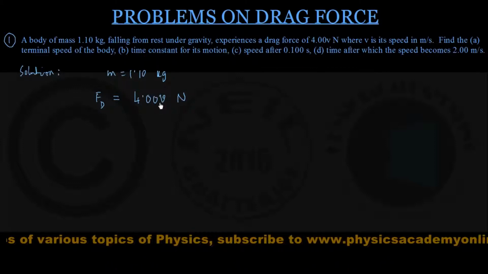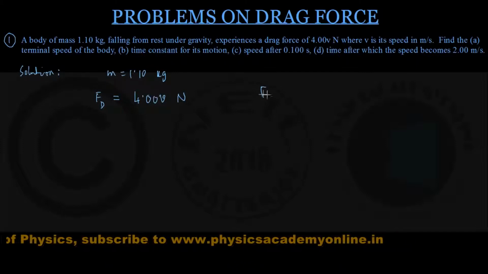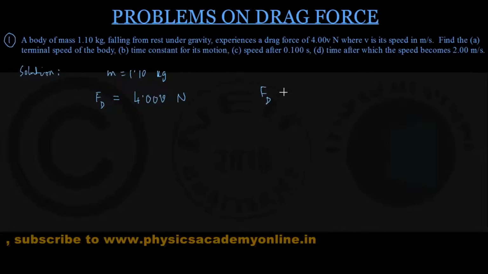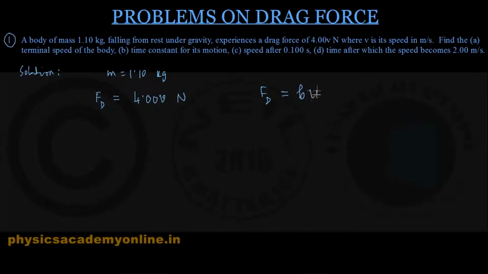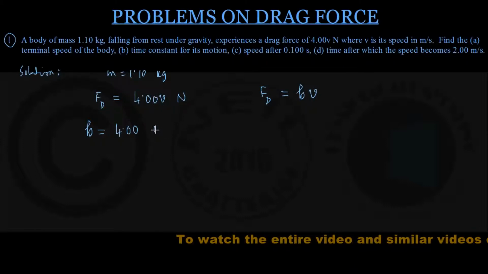So recalling what we have learnt earlier, that when the drag force varies linearly as speed in case of low speed motions, we have found an expression Fd equal to B into V, where B is the proportionality constant. So if we compare these two formats, 4.00 V Newton and B into V, we identify that B, the constant of proportionality, is nothing but 4.00 Newton second per meter.